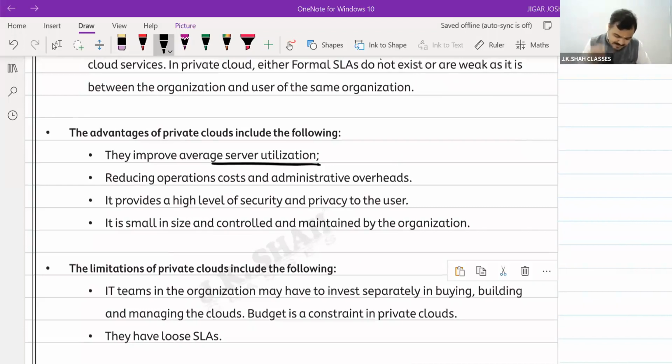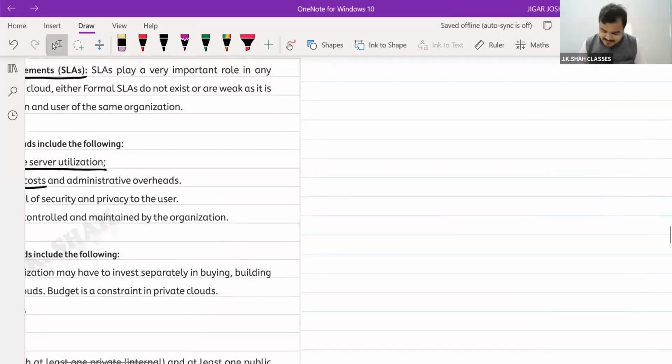Yes, sir. Second thing, it reduces the operation cost. Sir, how does it reduce the operation cost? Let me give you a very simple example, people. Operation cost means recurring cost. Operation means which cost, people? Recurring. Now take my example very seriously.